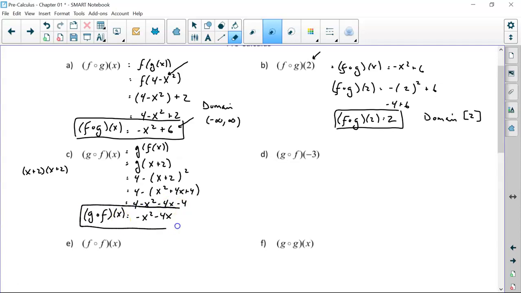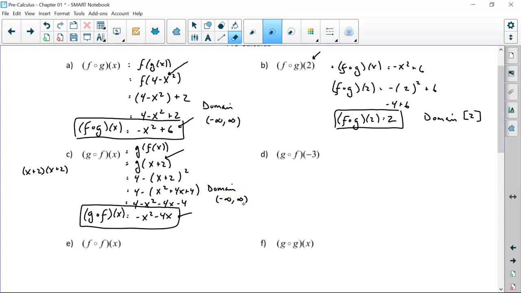For our domain, no restrictions on the inner function, no restrictions for our final function, so our domain is negative infinity to positive infinity.